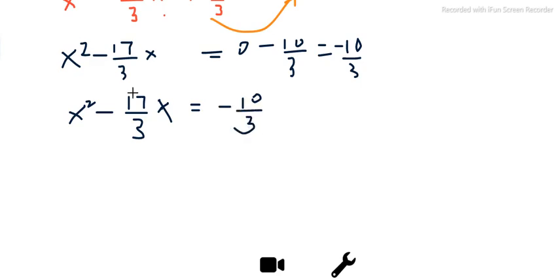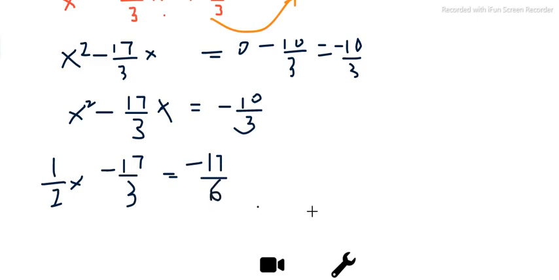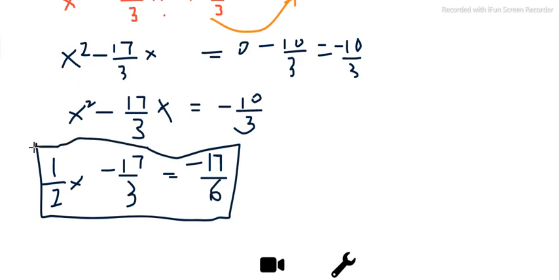The next thing now is to take half of this coefficient. So that will now be half times minus 17. Don't forget the sign is very important. If it is plus, use plus as well. So 1 times minus 17 will give us minus 17, and 2 times 3 will give us 6. So we have minus 17 over 6. We are now adding the square of minus 17 over 6 to both sides.